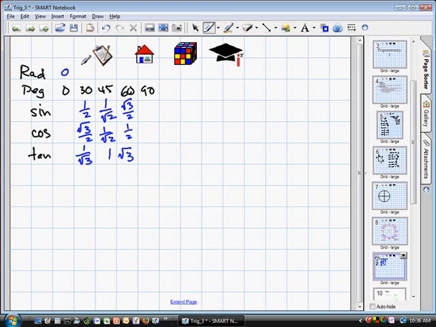30 degrees, 45 degrees, 60 degrees, 90 degrees. So, I would say right now, this is the extent that you know this chart.